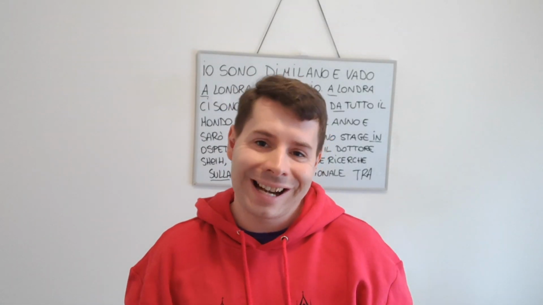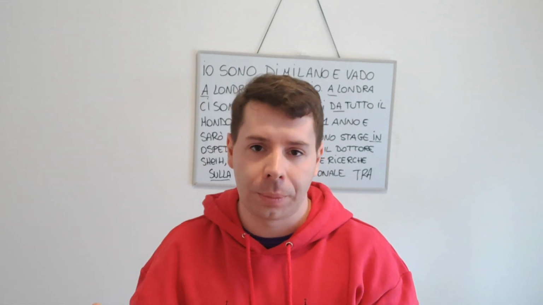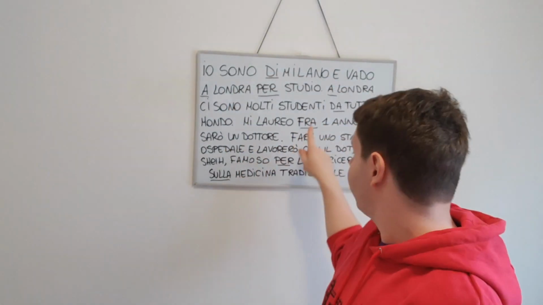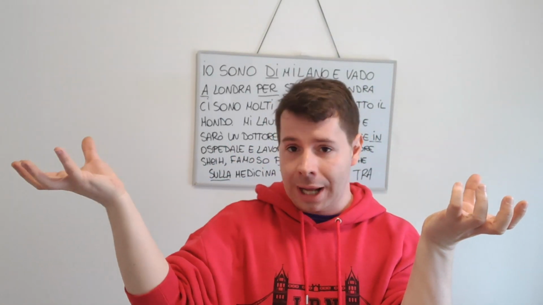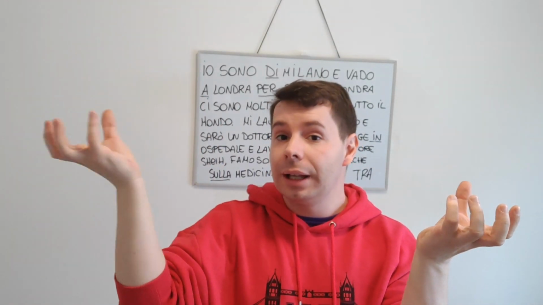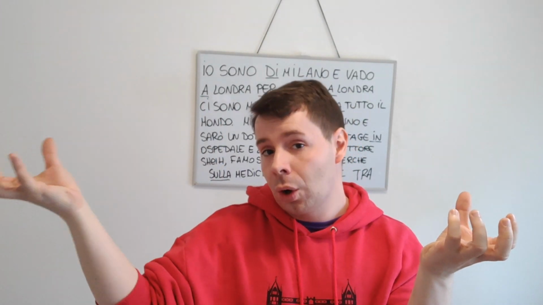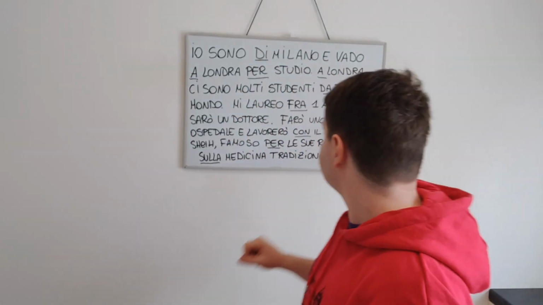So you can use tra and fra to indicate the point into the future in which or when the action is going to develop. In my text I said, fra un anno sarò un dottore. Oggi, un anno. So in 1 year I will be a doctor. So the action to become a doctor is going to develop in a point in the future. This is the next preposition.